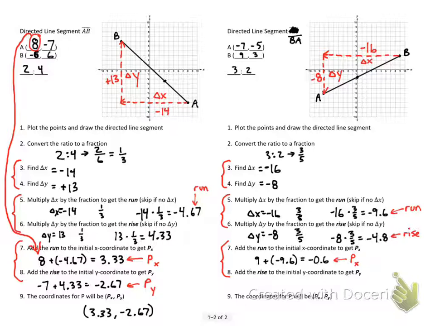All right, the Y coordinate that I started at was, yeah, okay, I heard someone say 3. And now I'm adding the rise. 3 plus negative 4.8. That's the rise right there. What does that give me? Negative 1.8. And this is P sub y.